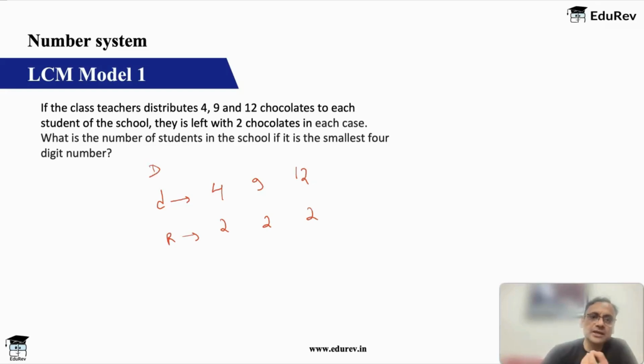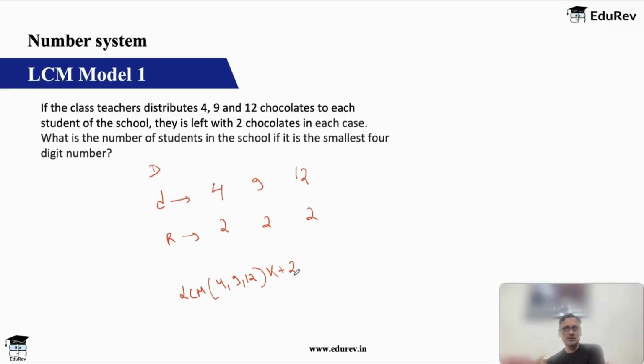Clearly, because the remainder is constant, it is LCM model 1. So your answer is going to be the LCM of 4, 9 and 12 into a constant plus 2. Let's check multiples of 12. 12 is already a multiple of 4, so you don't have to bother about 4. 12, then 24, then 36. So 36k plus 2. This is your answer.